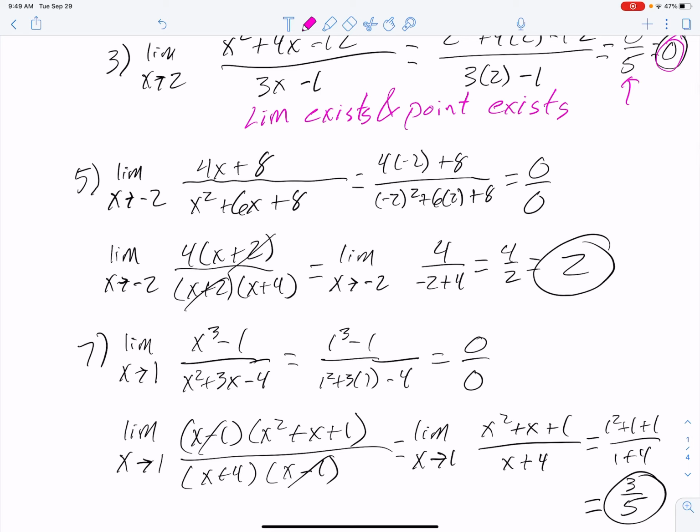Number 5, I substitute -2 into all my x values. I get 0 over 0. I factor my numerator and denominator. Again, if you've gotten 0 over 0, something will always cancel out. I reapply my limit, and I get 2. And again, because I got 0 over 0, that tells me the limit will exist. The point will not.